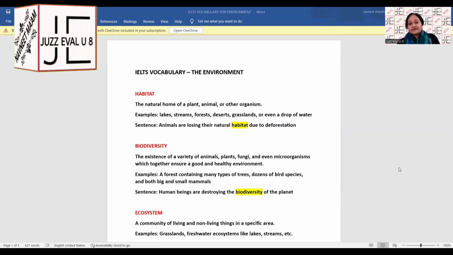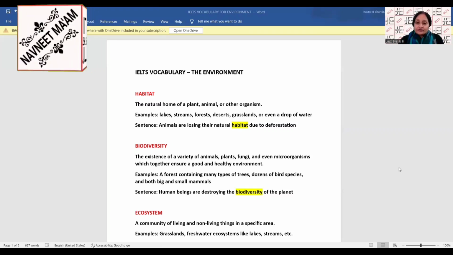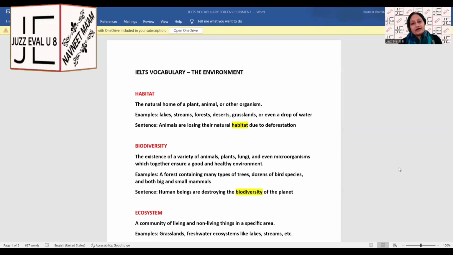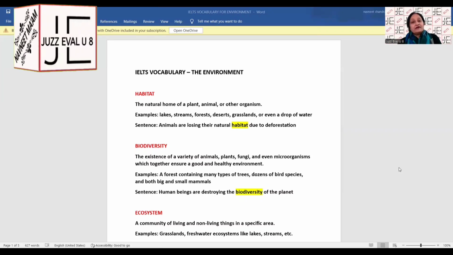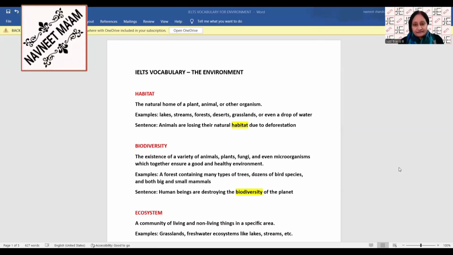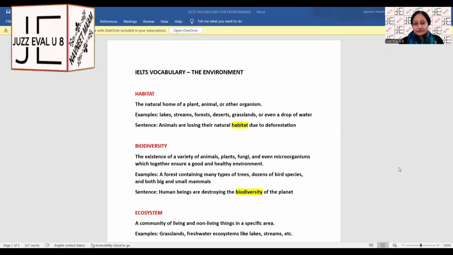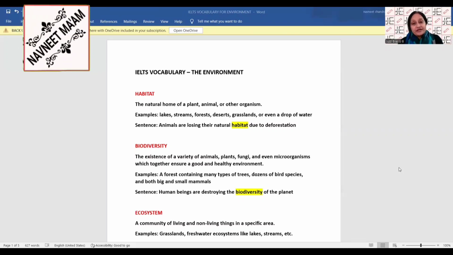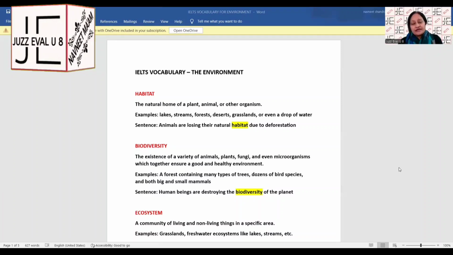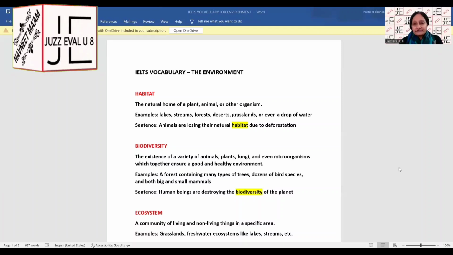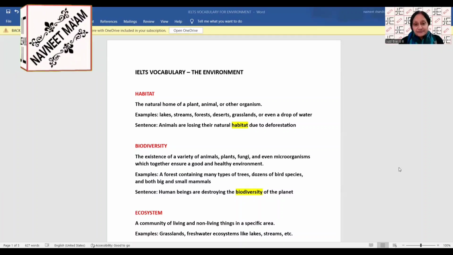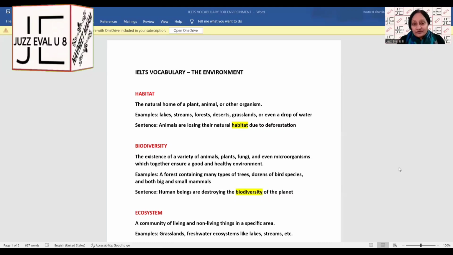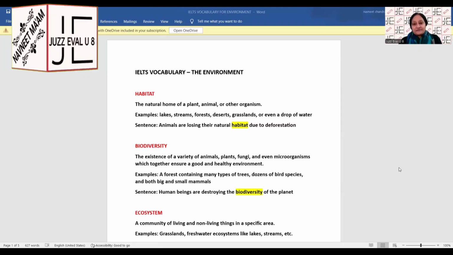Okay, now next word is biodiversity. So that means different types of plants, animals, a wide variety of them. As we can see also, if you go to the zoo or wildlife sanctuary, you will see different types of animals, different types of birds, different types of plants, and that is what is called biodiversity.